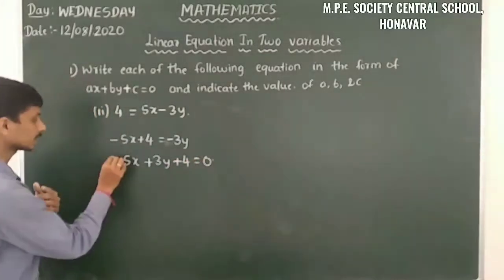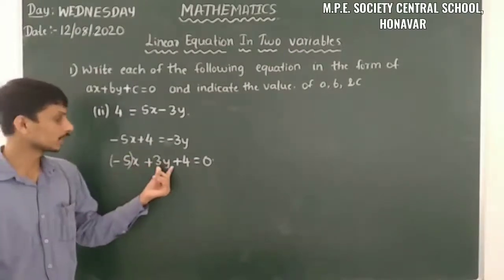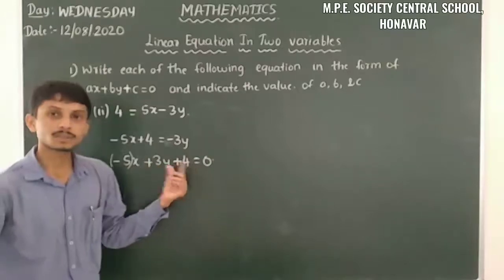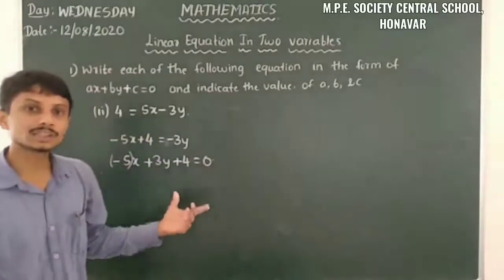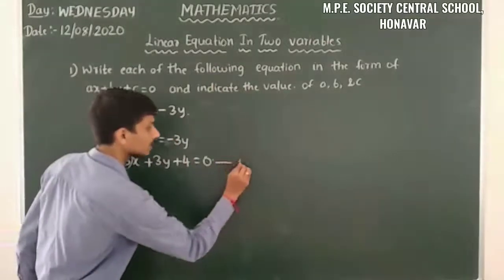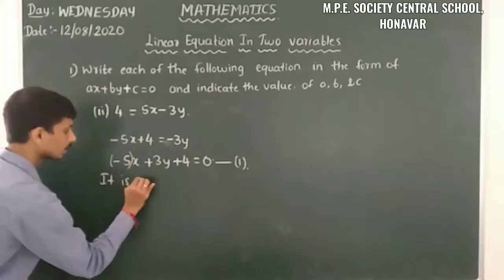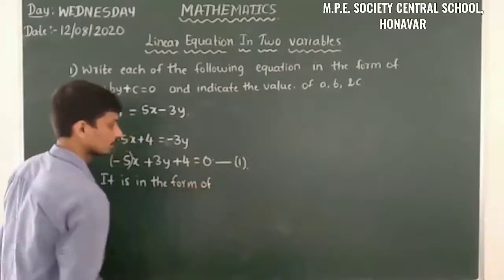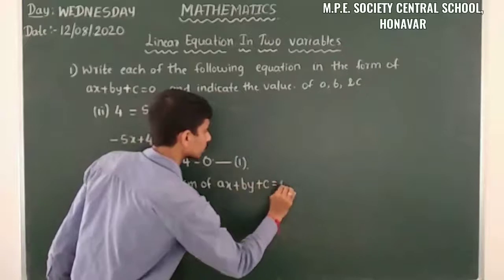That is, minus 5x plus 3y plus 4 is equal to 0. So I will take this minus 5x, it becomes the coefficient of x here. The 3 becomes the coefficient of y. The 4 is a constant term here. Then we have to compare this equation with the standard form of the linear equation in two variables. So I will take this as equation number 1. It is in the form of ax plus by plus c is equal to 0.